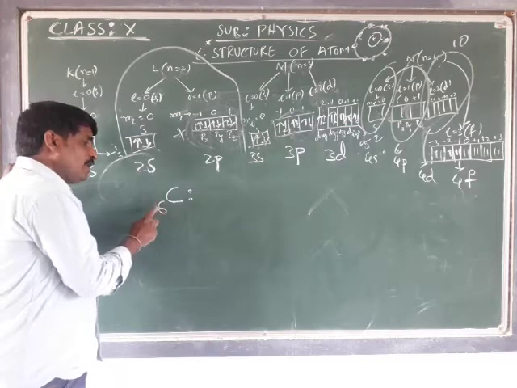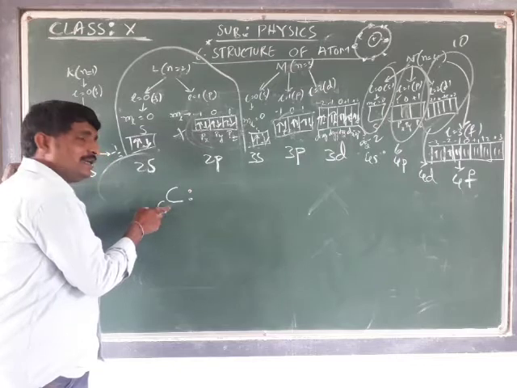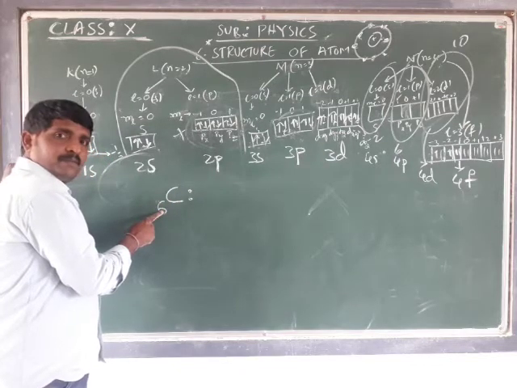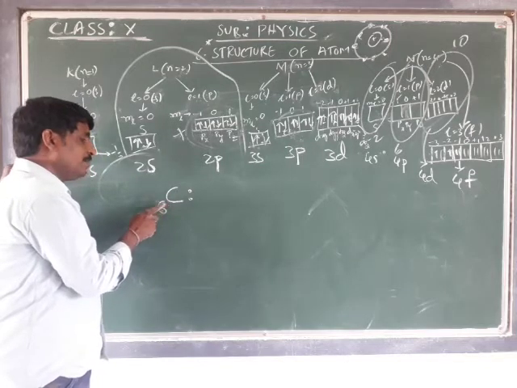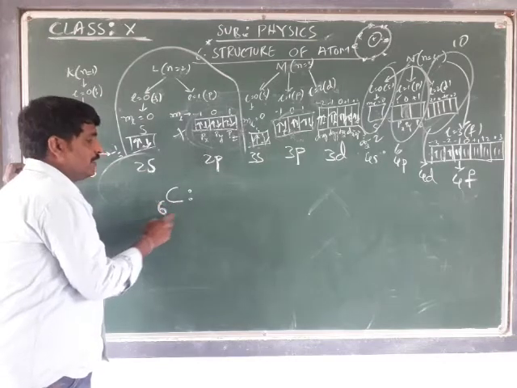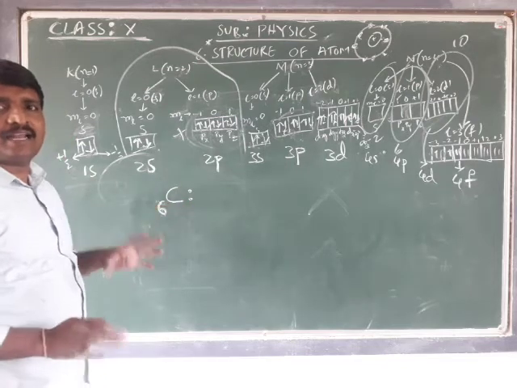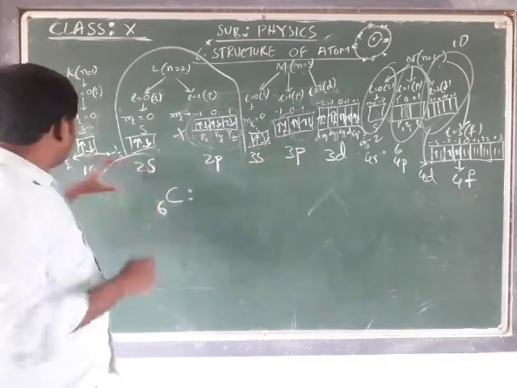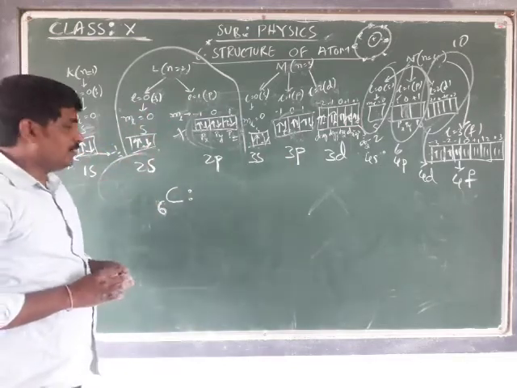That is, we notice that carbon contains 6 electrons in its atom. Carbon's atomic number is 6, which means carbon possesses 6 electrons in its atom. How they get oriented, how they get distributed in the shape of the atom, is our criteria. That's what we are going to learn now.